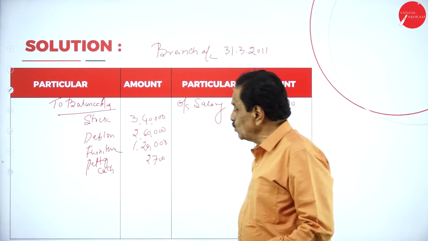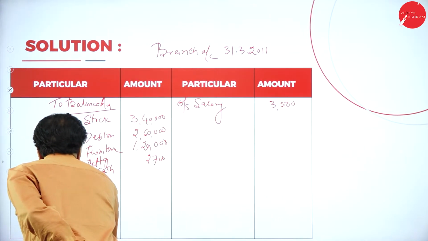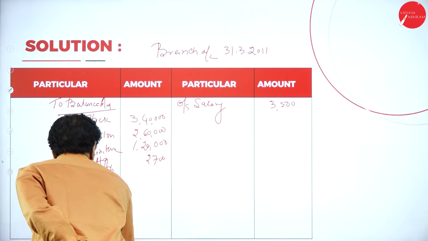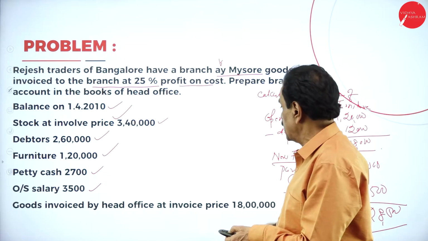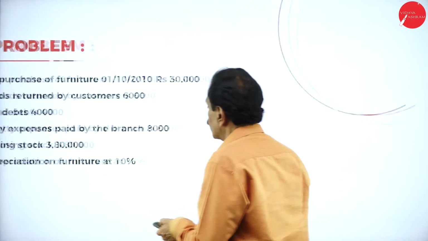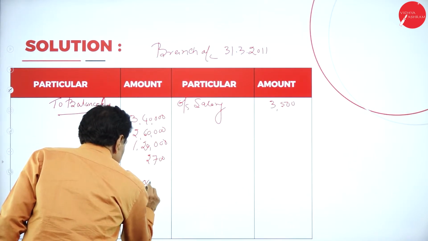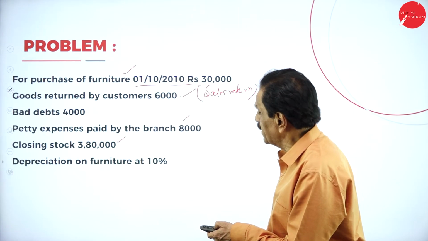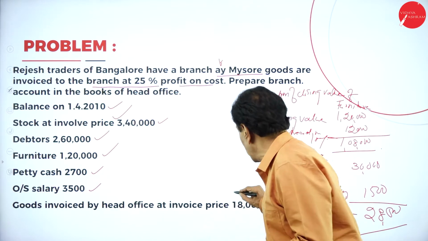Then goods invoiced to branch. Goods sent to branch. I think it is 18 lakh. Goods invoiced to branch, see that? 18 lakh. I will explain. Then what is the next one? Goods invoiced to branch. So this over. Then we'll come back.